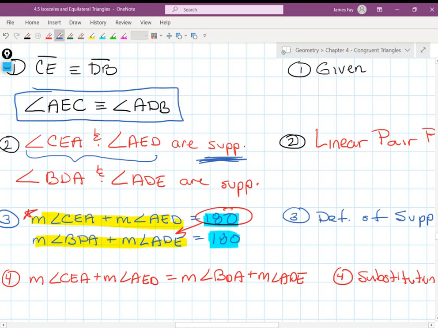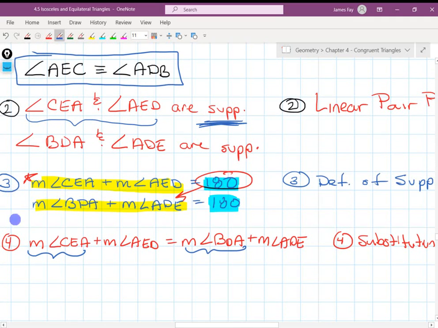Is AEC, which would be that angle right there, and ADB, which is, and I wrote them backwards, but it's that one right there, right? Okay. They are measuring, if the angles are congruent, are those amounts, those measurements the same? So what can I do with those if they're the same?